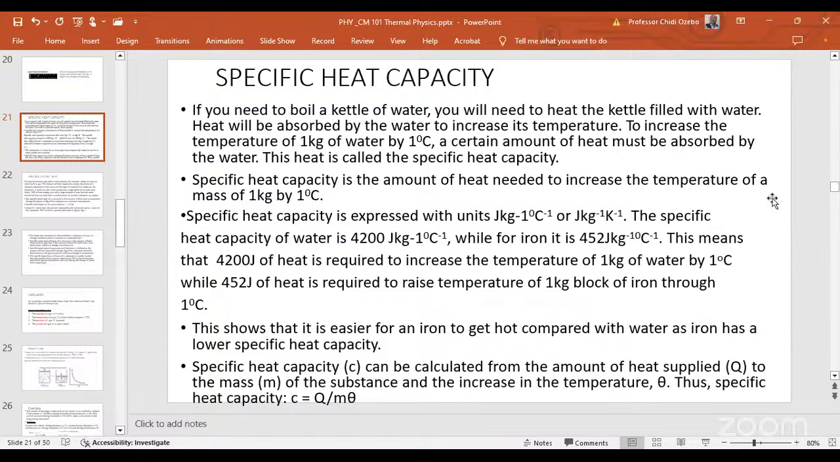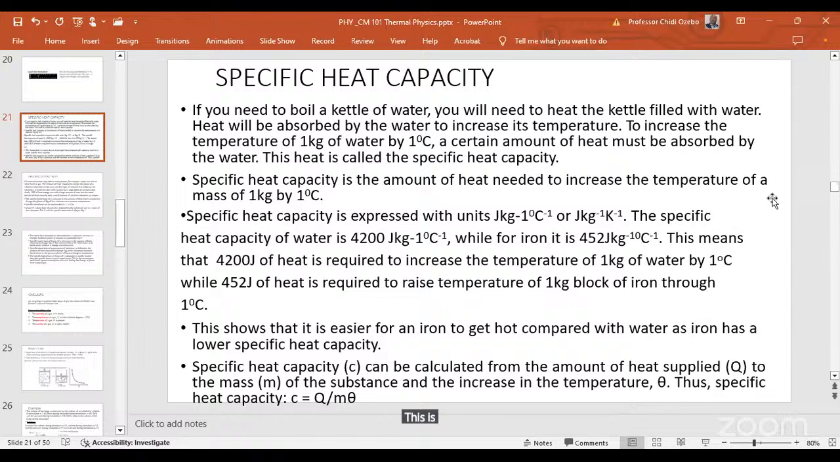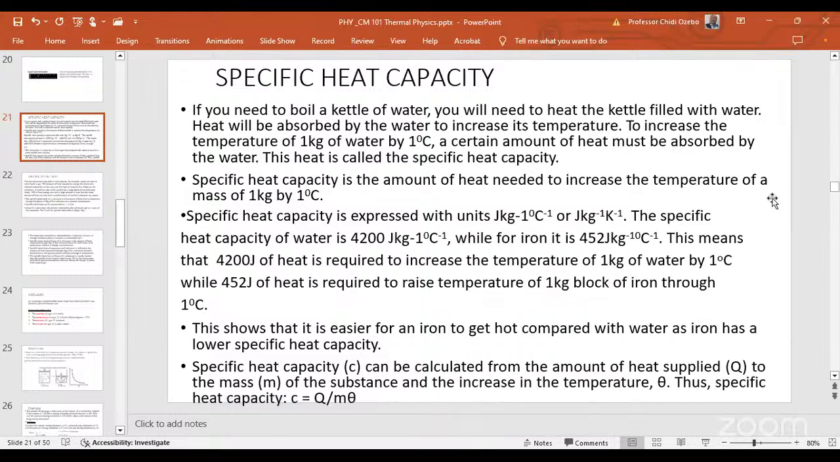So if you need to boil a kettle of water, generally, you will need to heat the kettle as usual, filled with water, and heat will be absorbed by the water to increase the temperature. This is a normal thing, but if you want to increase the temperature of 1 kilogram of water by 1 degree, then a certain amount of heat must be absorbed.